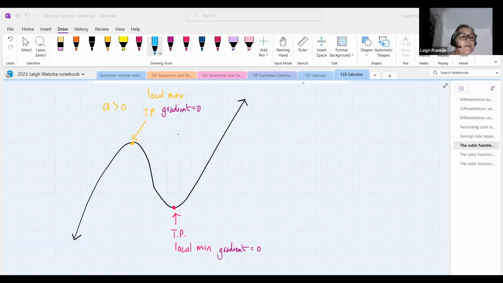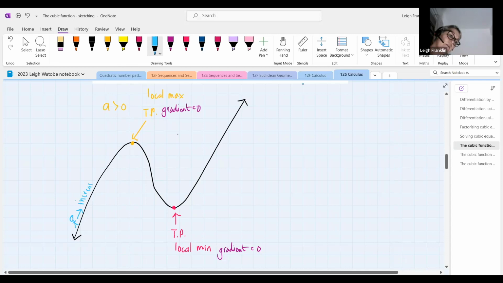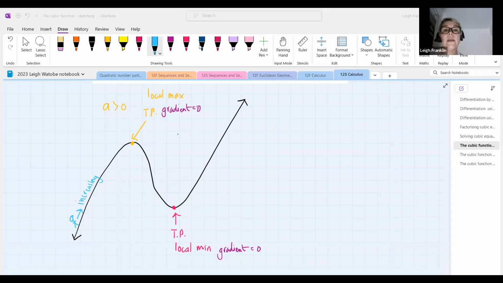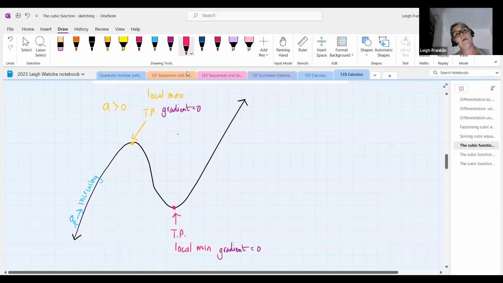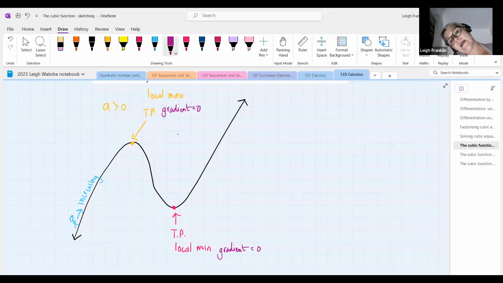So in other words, if I was standing over here and walking in that direction towards my turning point, I'm walking uphill. So that means that the gradient is increasing. When I get to the top of the hill, the gradient is 0. Once I get to the turning point, I'm not going up, I'm not going down. So now when I'm in between my turning points, my gradient is decreasing.